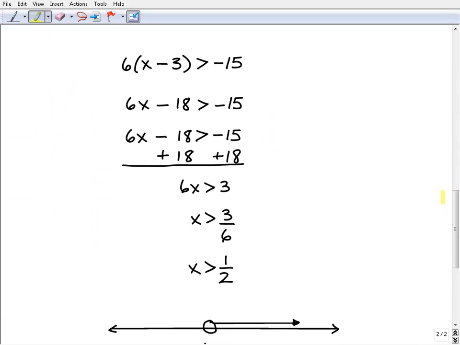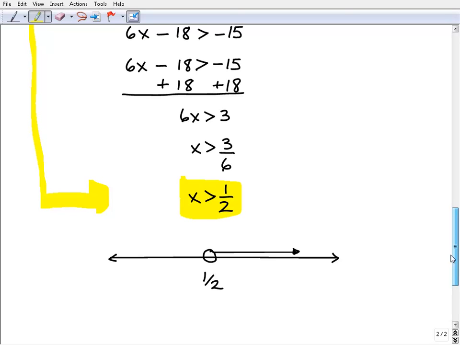All right, let's see what we have here. So basically what we want to do with this inequality, here's our original problem, is rewrite this inequality in the simplest form. Okay, so here's the answer. It's going to end up being x is greater than 1/2. And let's actually talk about the answer and its graph real quick.